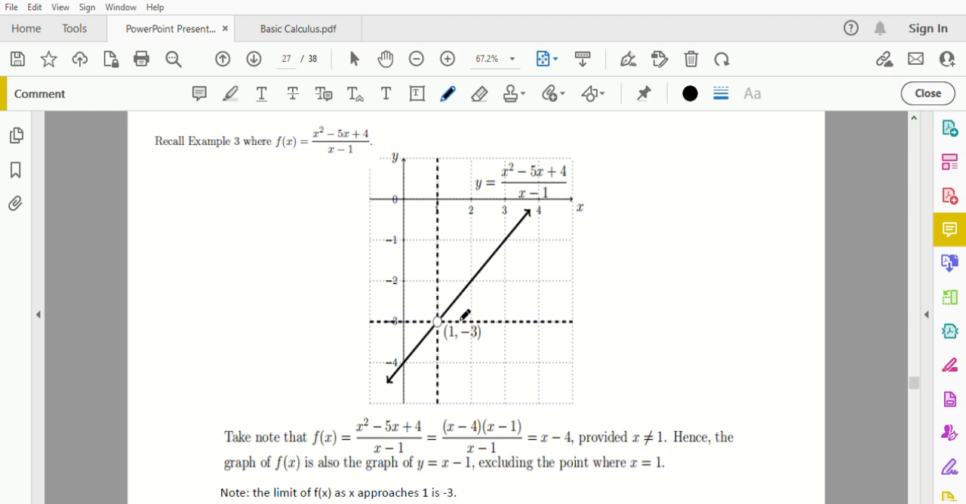Okay, example 3. So we have here as x approaches positive 1. So as x approaches 1, what happens? It approaches negative 3. Take note, it approaches negative 3. Therefore, the limit of f of x is negative 3.